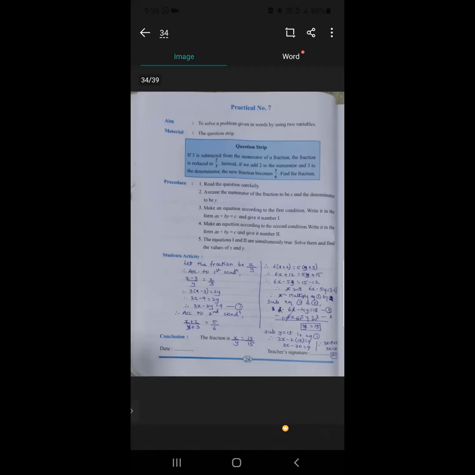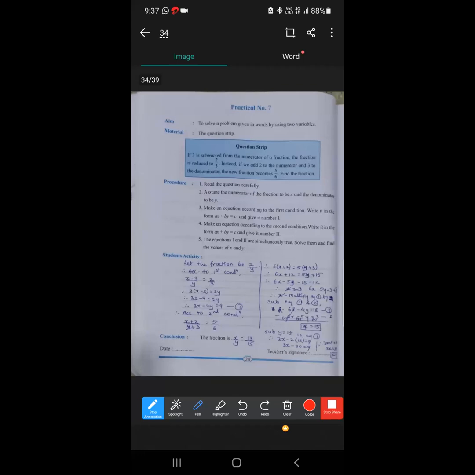What is the aim? That is to solve a problem given in words by using two variables. Now, so far till page number 22, it was based on chapter number 4, that is the ratio and proportion.